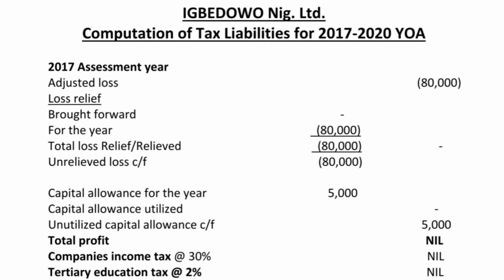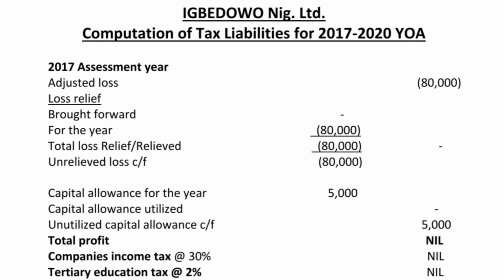Now you move to capital allowance. Remember, we said it's in one of the rules that loss has preference. You treat loss before capital allowance. So you move to capital allowance. Capital allowance for that particular year of assessment was 5,000 naira. What can you utilize? Nothing. You can see a dash because there's no profit to charge it against. So unutilized capital allowance will be 5,000 naira, and you carry it to the next year.